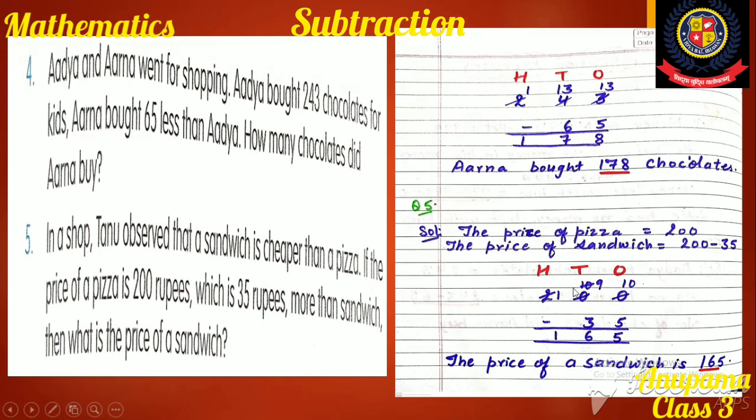Now after giving 1, here is 1 left. Now here 0 will become 10. Now after giving 1, here is 9 left. So 0 will become 10 here. Now 10 minus 5 is 5. Write down 5 here. 9 minus 3 is 6. In the hundreds column we have 1 left, so write 1 here. So the price of a sandwich is 165. Okay.